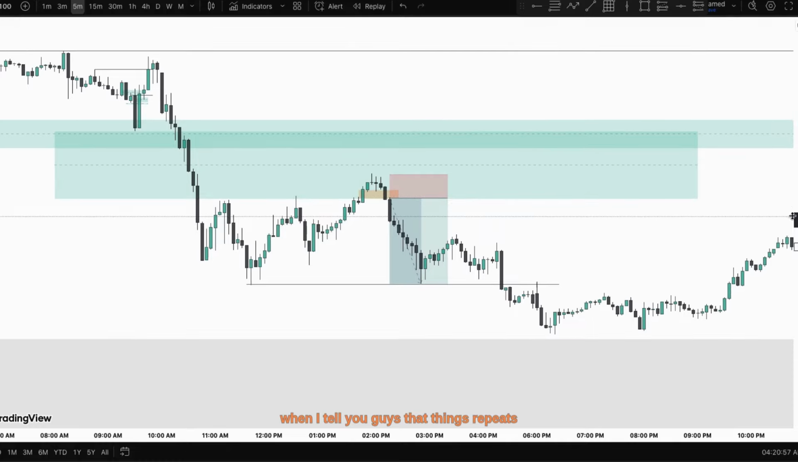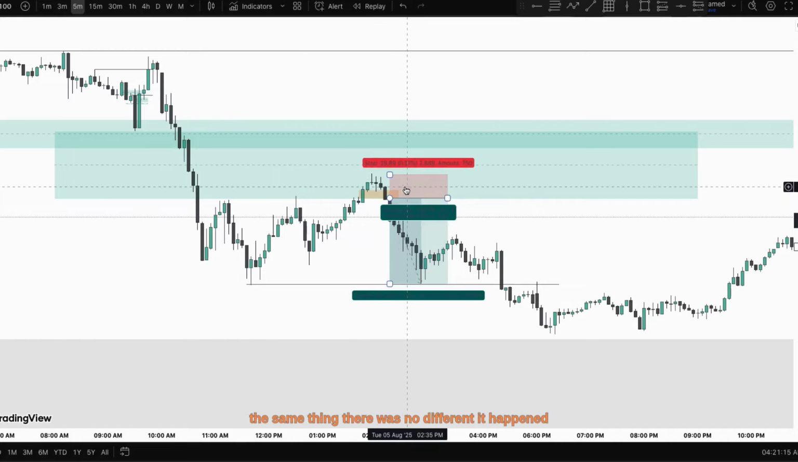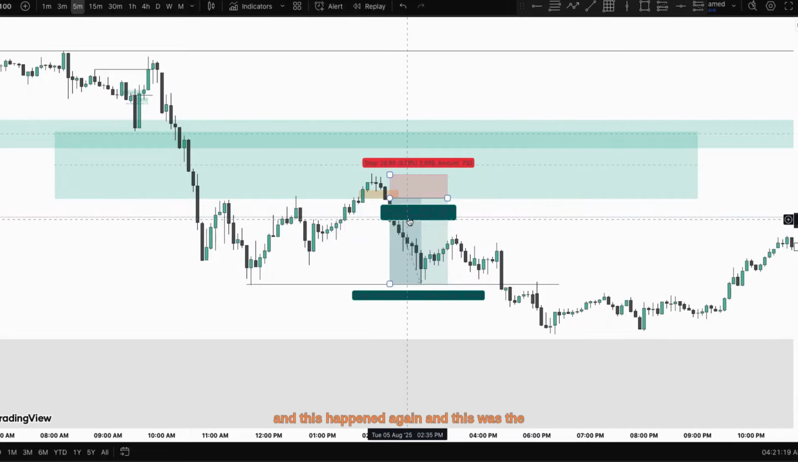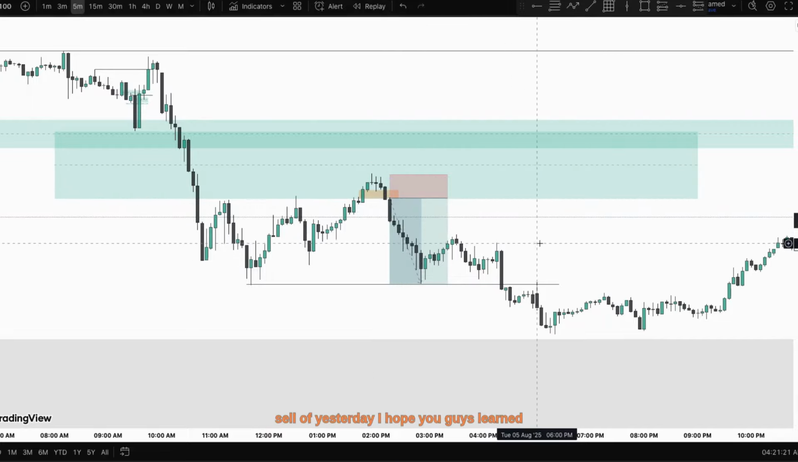And when I tell you guys that things repeat, it repeats all the time. Because we had this same particular entry, I think it was on Friday. I called it out with my group. It was the same thing. There was no difference. It happened, and this happened again. And this was the sell of yesterday.